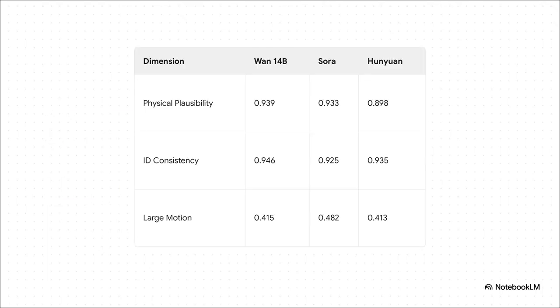And if you dig a little deeper into the data, like here in Table 2 from the paper, you can see why it scores so well. It's really good at the things that matter for video, understanding basic physics, keeping a character looking the same from shot to shot, and creating big dynamic motion. It just gets it right.